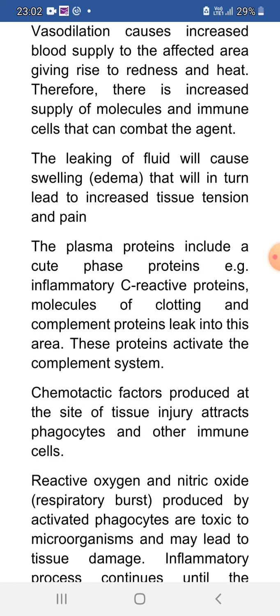Then, as I've said, other chemicals released in this place are acute phase proteins, like C-reactive protein. This one we saw earlier. They activate the complement system, and that means inflammation is enhanced, and this also kills the infecting microorganism, which is bacteria, by lysis. We talked about chemotactic factors produced at the site of injury, which attract phagocytes and other immune cells to that place.